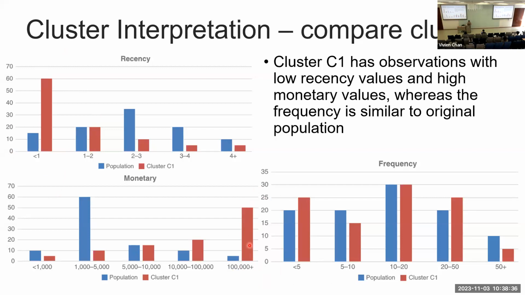But what does this mean? So this is the characteristics of cluster C1. But assuming this is an insurance claim data set, how would you finally describe this cluster?